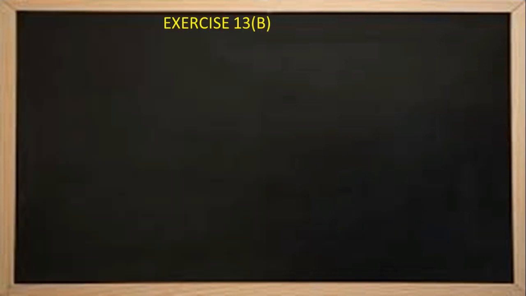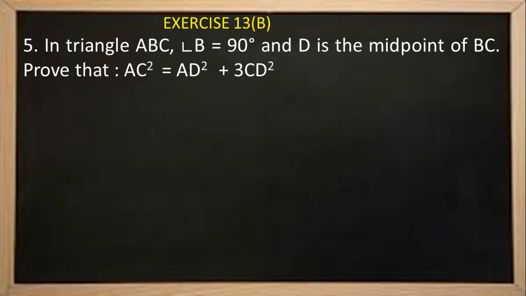Question number 5. In triangle ABC, angle B is equal to 90 degrees and D is the midpoint of BC. Prove that AC square is equal to AD square plus 3CD square. As the diagram is not given with the question, let us draw the diagram.